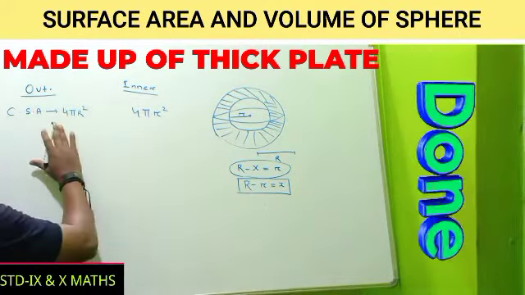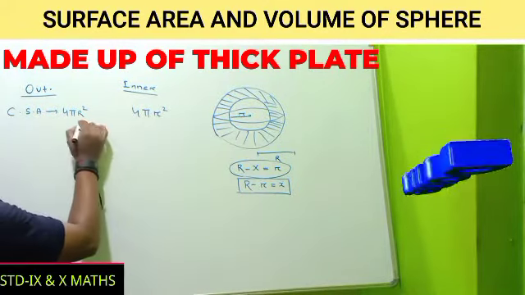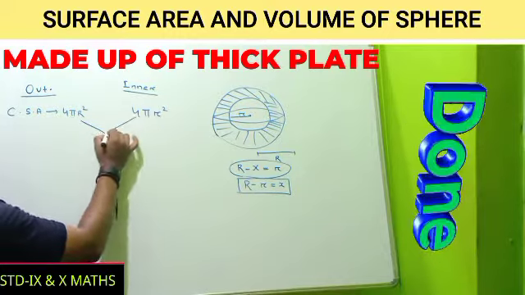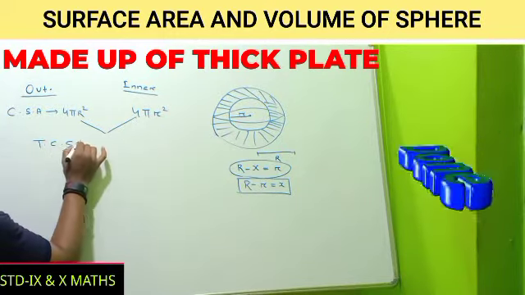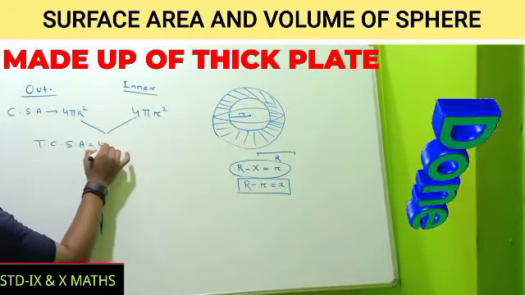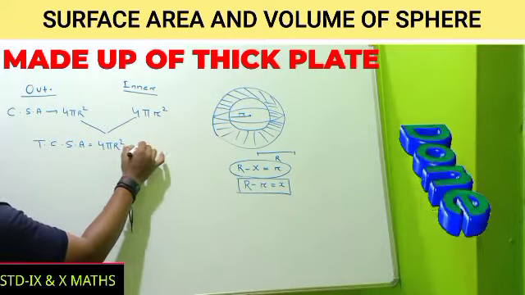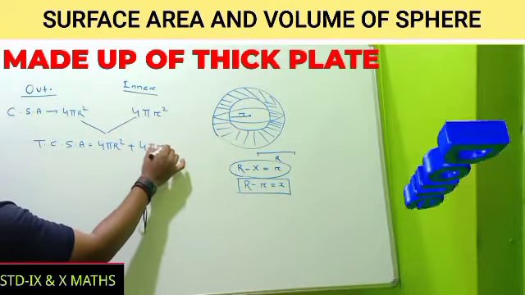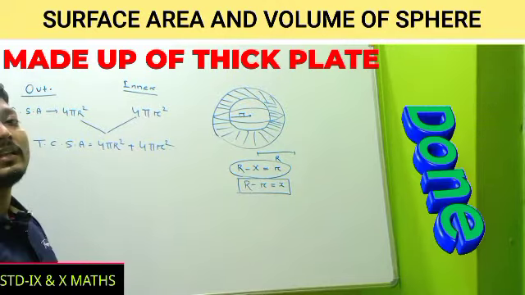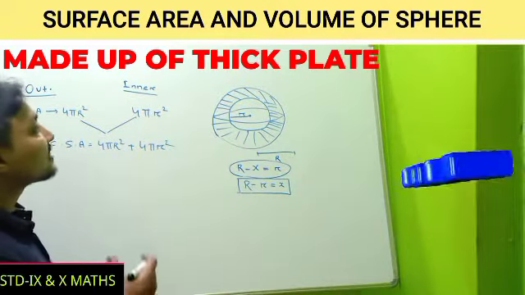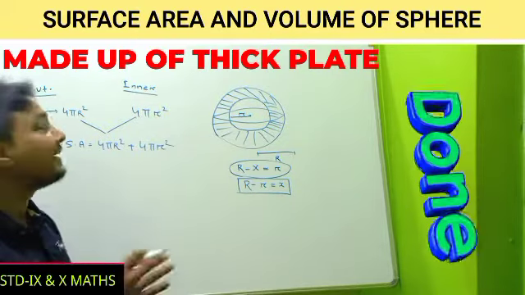Here this one is the outer curved surface area. This one is the inner curved surface area. If it is asked for the total curved surface area, it is the sum of the inner curved surface area plus the outer curved surface area. Together, inner curved surface area and outer curved surface area give us the total curved surface area of the sphere where the width is given.